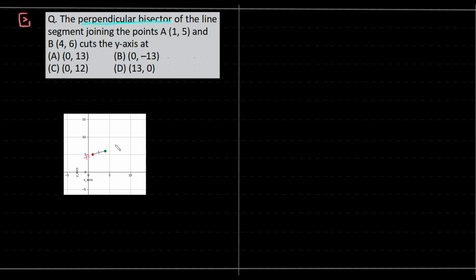Bisector means, let me name them as AB. This is AB, 1 and 5, and AB. So this is the midpoint, say point P. So a bisector is a line which cuts the line AB at the midpoint, basically, something like this. But a perpendicular bisector is a line which is also perpendicular, meaning it makes an angle of 90 degrees. Okay, so that is a perpendicular bisector. So again, the word perpendicular means 90 degrees, which you guys know, and bisector has to do with cutting into two equal halves.